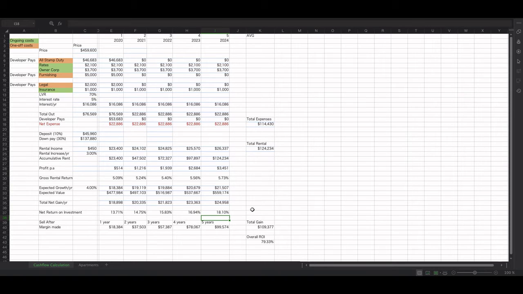Now we also want to consider if you want to sell the apartment after year 1, year 2, year 3, year 5, what would be the margin? Again, the way we calculate this is based on the expected value.